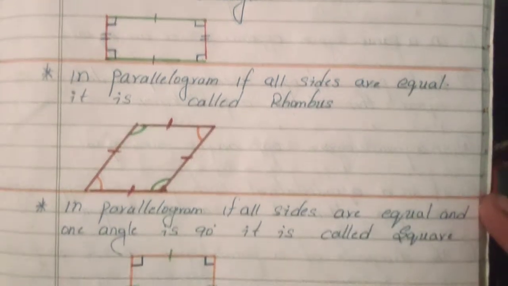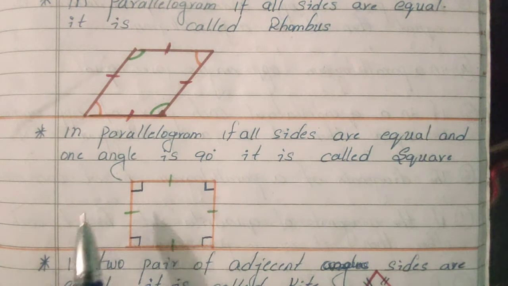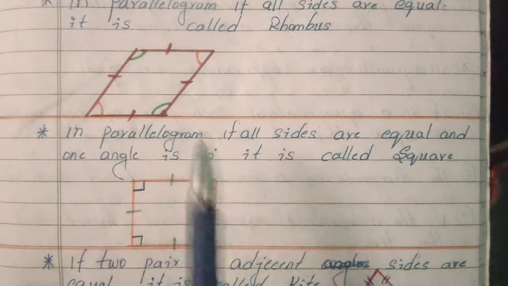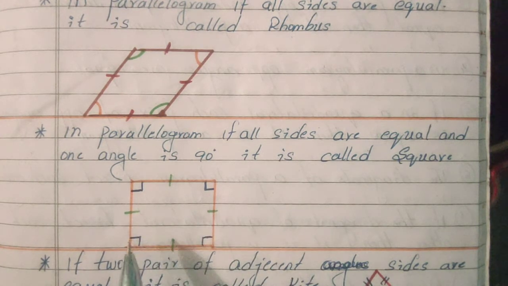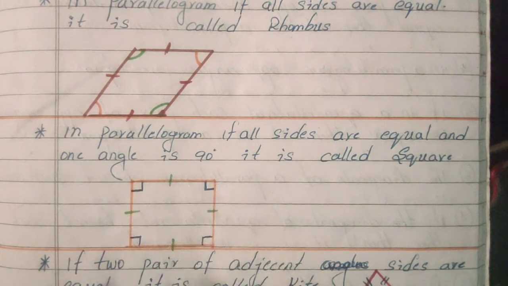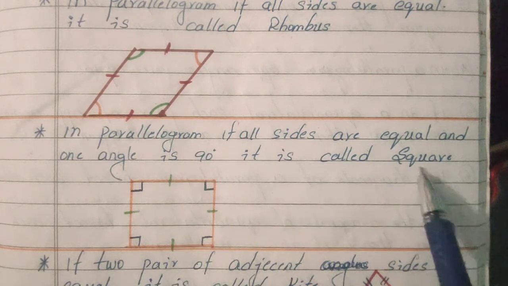Next, square. A square is also obtained from a parallelogram. How? If one of the angles of a parallelogram is 90, all other angles will also become 90. I discussed this with you in the rectangle case. So one of the angles should be 90 and all the four sides must be equal, then the parallelogram becomes a square.